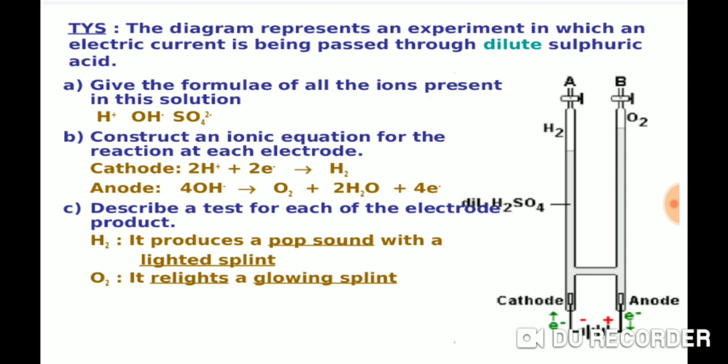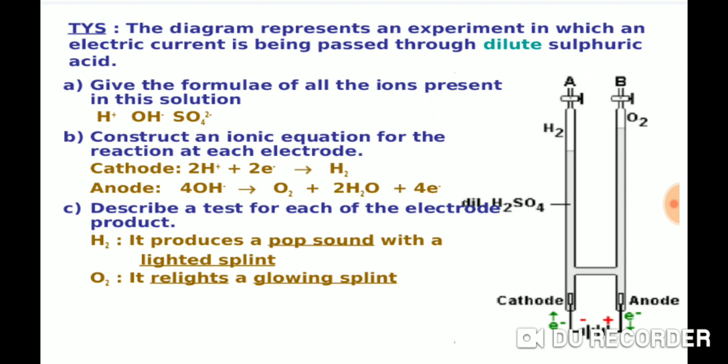So there are 3 kinds of ions produced: H positive, OH negative and SO4 2 negative. Hydrogen ions move towards the cathode, gain electrons, get reduced and are converted to hydrogen. At the anode, 4 OH negative ions get converted to oxygen, releasing water plus 4 electrons. These 4 electrons move in the outer circuit.